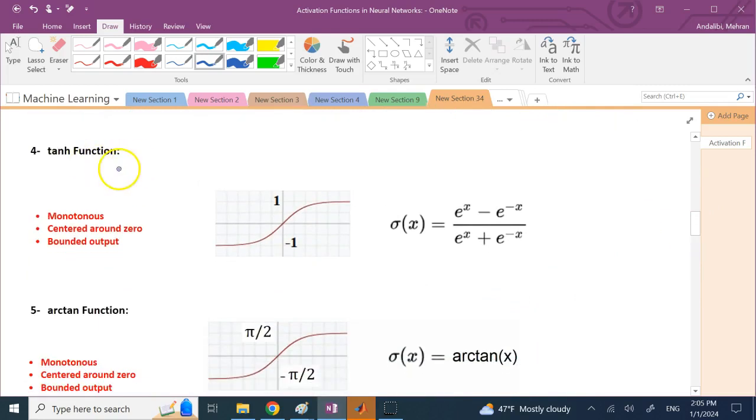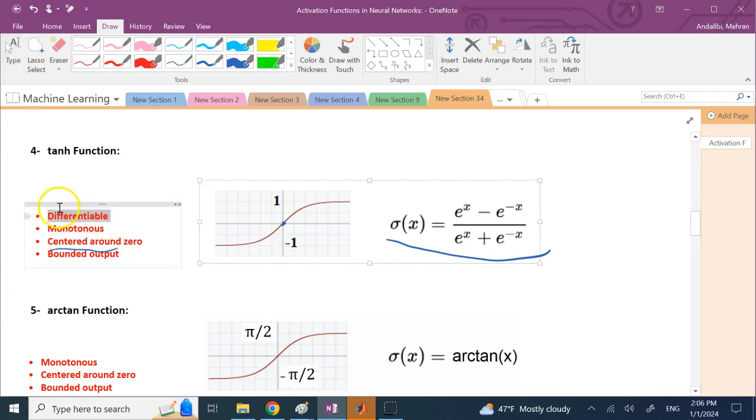One of them is tangent hyperbolic, which goes from negative 1 to 1, and that is e to the x minus e to the negative x over e to the x plus e to the negative x, or sine hyperbolic over cosine hyperbolic, basically. This function, as I said, goes from negative 1 to 1. It's monotonic, it's differentiable, and the output is bounded. And as I said, let me add that because I mentioned it, this function is differentiable, of course.